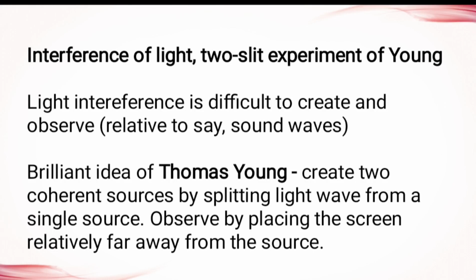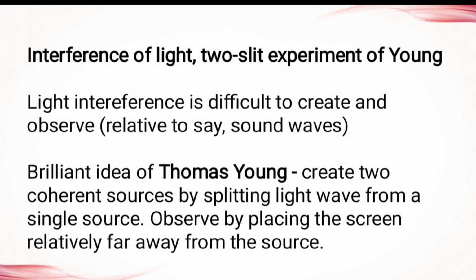Light interference is difficult to create and observe. Thomas Young created two coherent sources by splitting a light wave from a single source, which is the sun. It can be observed by placing the screen relatively far away from the source. When we say coherent, it means waves are in phase or have a definite phase relationship.